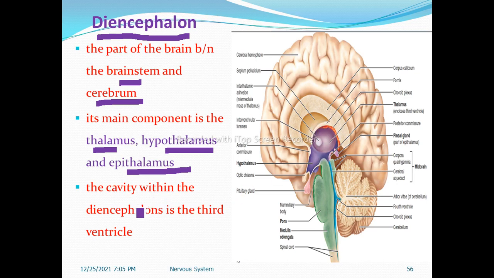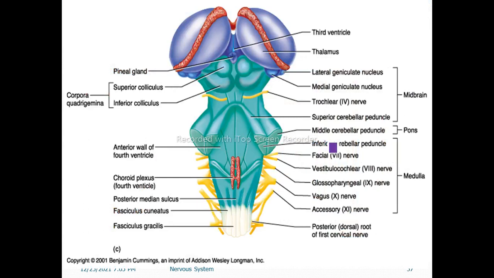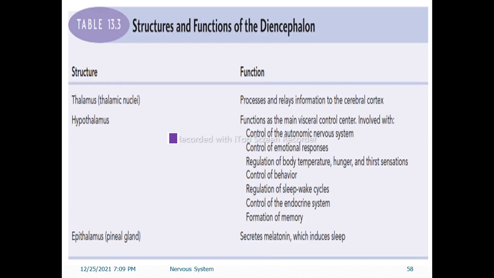So the cavity within the diencephalon is the third ventricle. So the diencephalon is here. This is known as the third ventricle, which is important for movement of cerebrospinal fluid. The other is this is brainstem. Before that, let us finish the diencephalon structures.